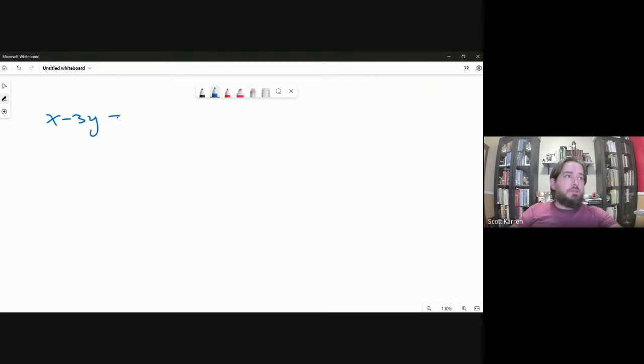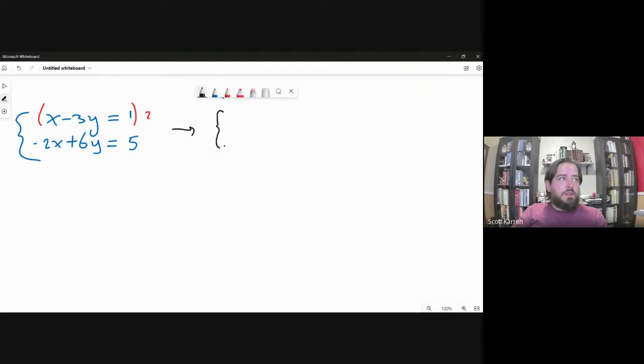x minus 3y equals 1, and -2x plus 6y equals 5. So again, I'm going to play with the x's, because all I have to do is multiply the top one by a +2. If I multiply this entire equation by a 2, I get the new system of 2x minus 6y equals 2, and then -2x plus 6y equals 5.